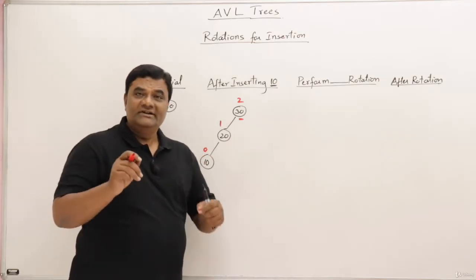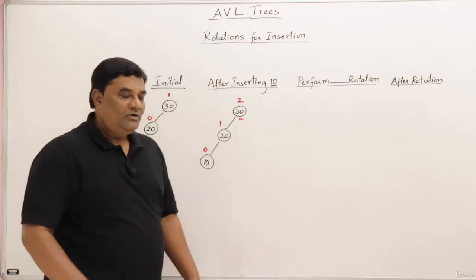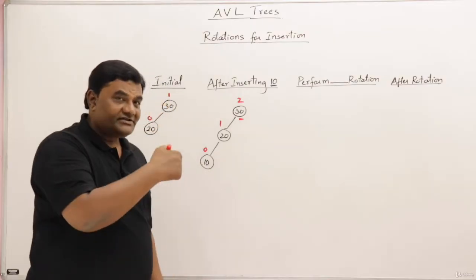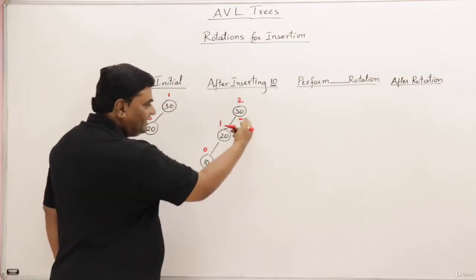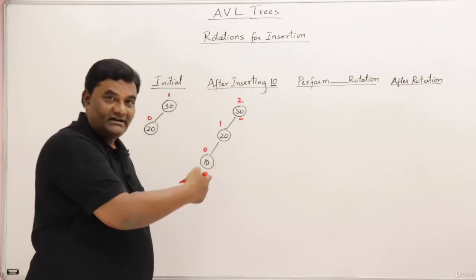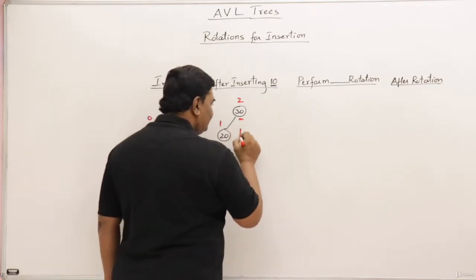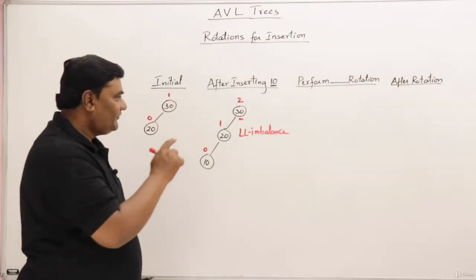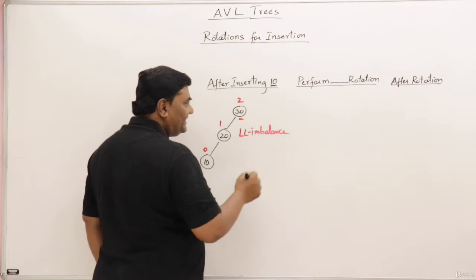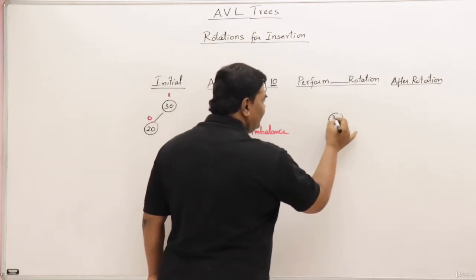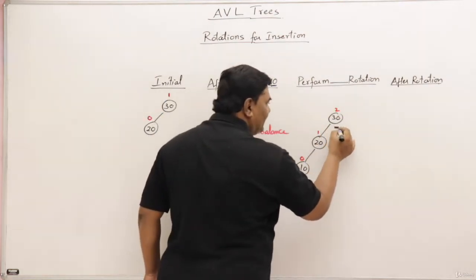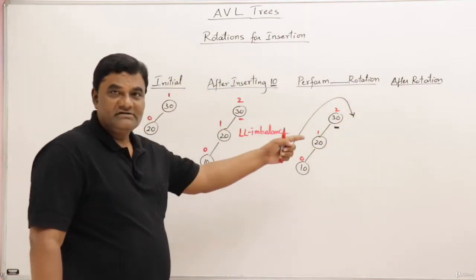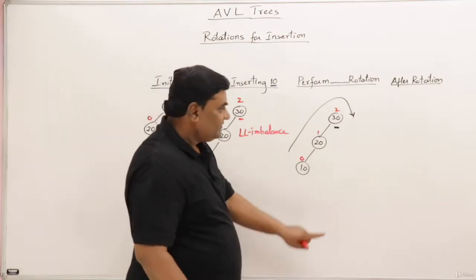Now we will give a name for the imbalance. This node became imbalanced because of the insertion of 10. In which direction was 10 inserted? Left of left, LL. So I will give the name LL imbalance. Now for LL imbalance, how do we perform rotation? Let us take the tree once again here. We'll perform rotation around this node, in this direction. So what does rotation mean?